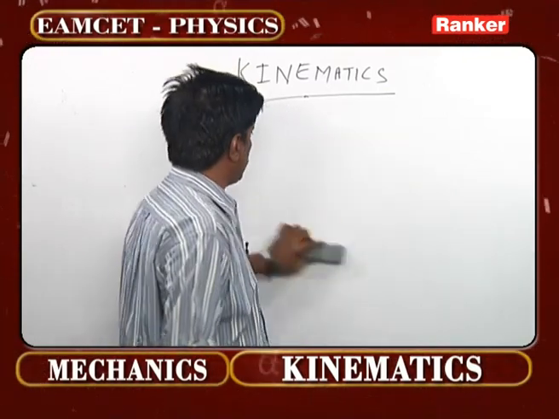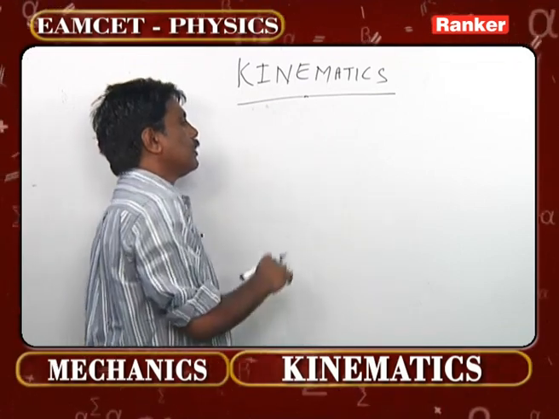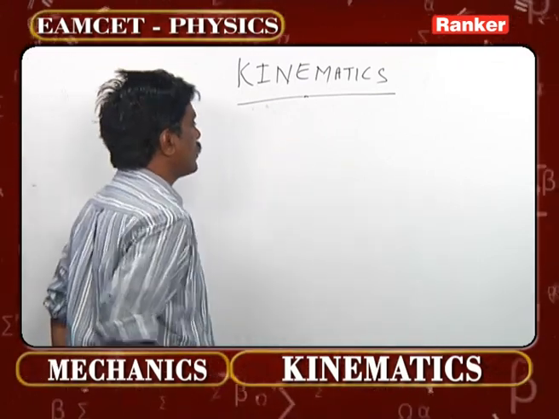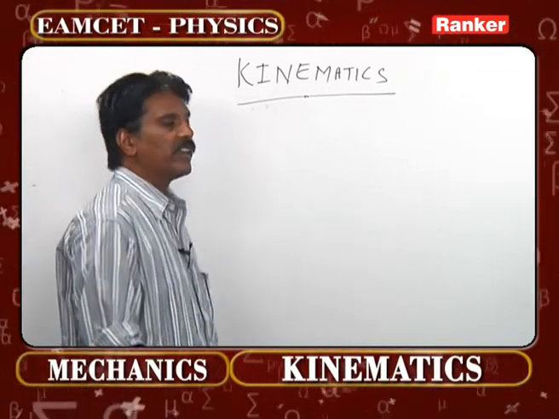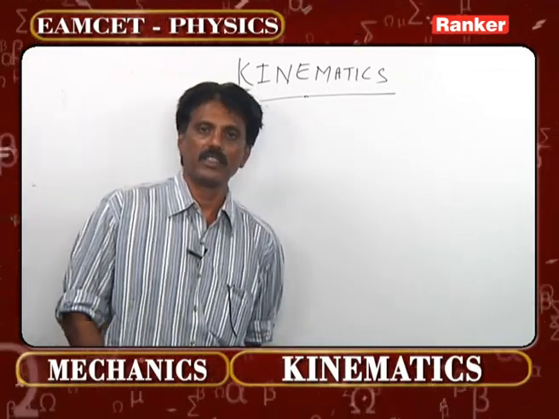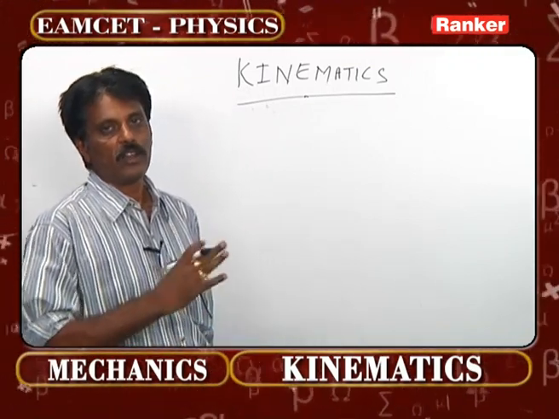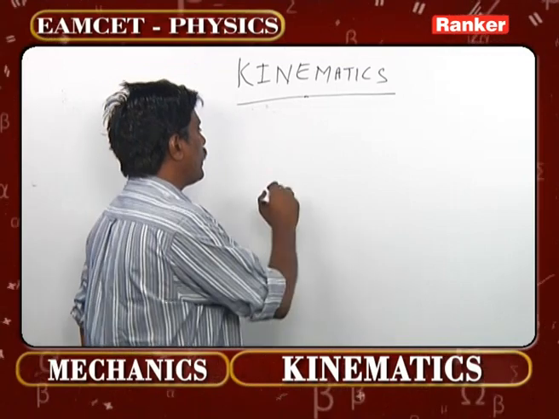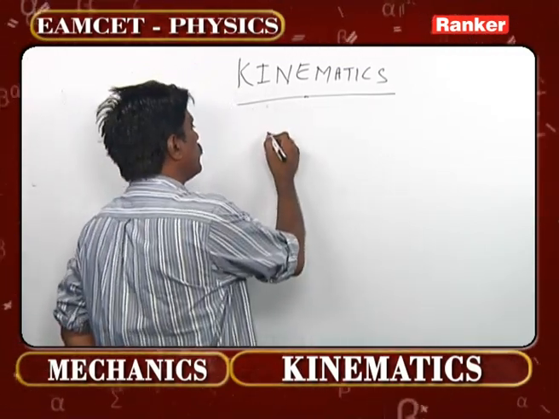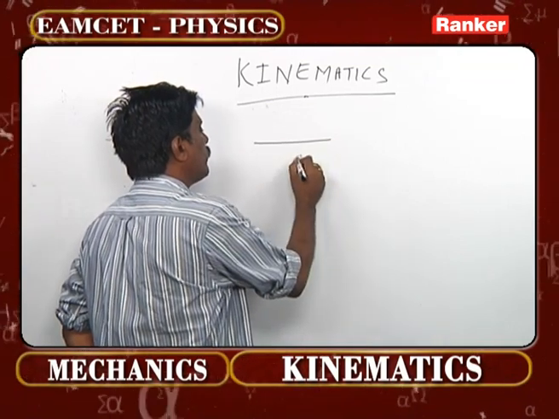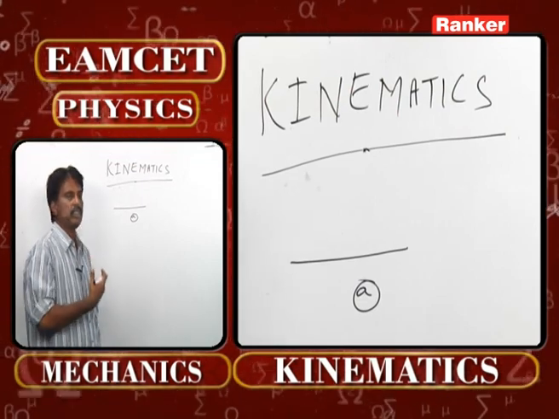Now let us come to the next, B part of the one-dimensional motion, where acceleration is also considered. Acceleration is taken, but uniform acceleration is considered. It is not non-uniform, remember that. So when a body is moving with uniform acceleration, velocity keeps on changing.